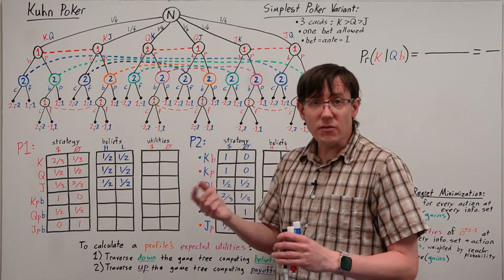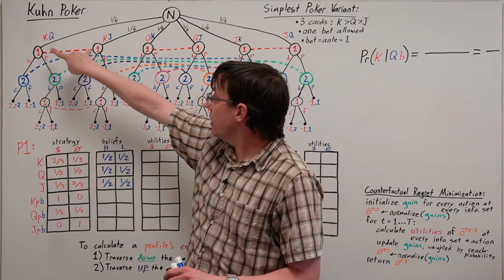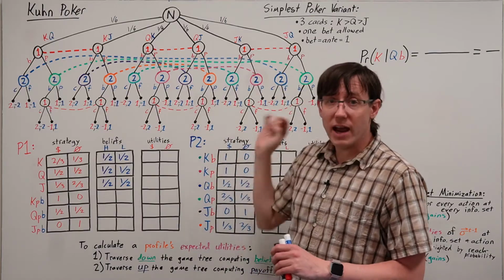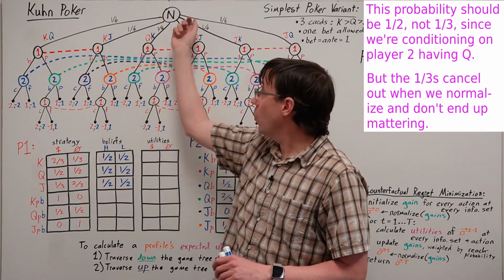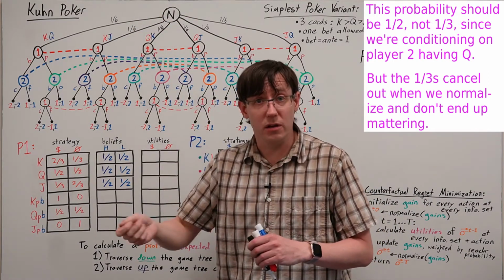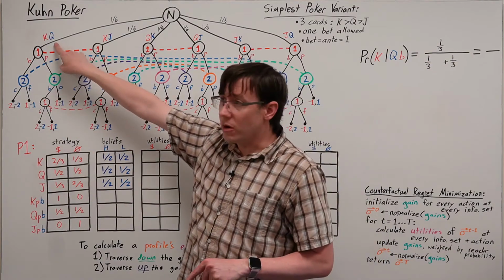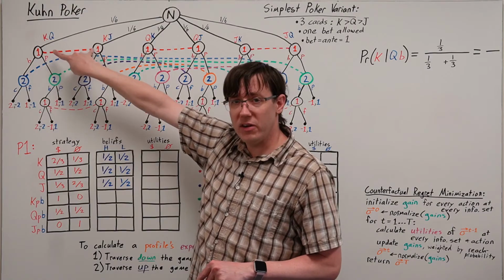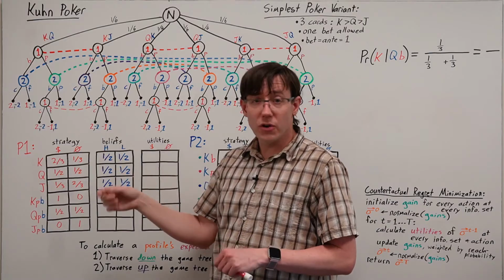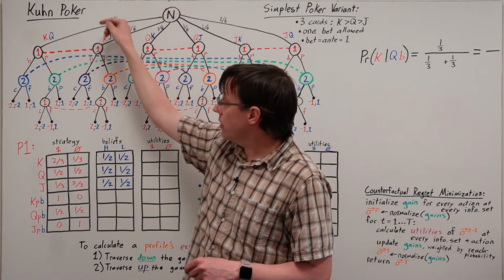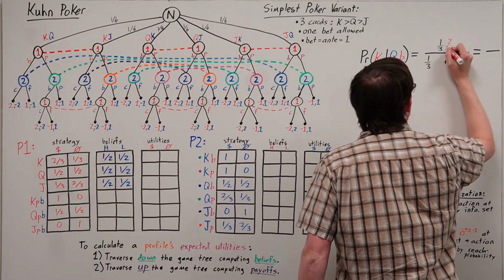Given that we are at this blue information set, player 1 must have either been at the king information set or the jack information set, and those both occur with probability 1/3 according to nature's deal of the cards. And if player 1 was at this node, then at the corresponding information set, their strategy said to bet 2/3 of the time. So there would have been a 1/3 times 2/3 probability of getting to here.